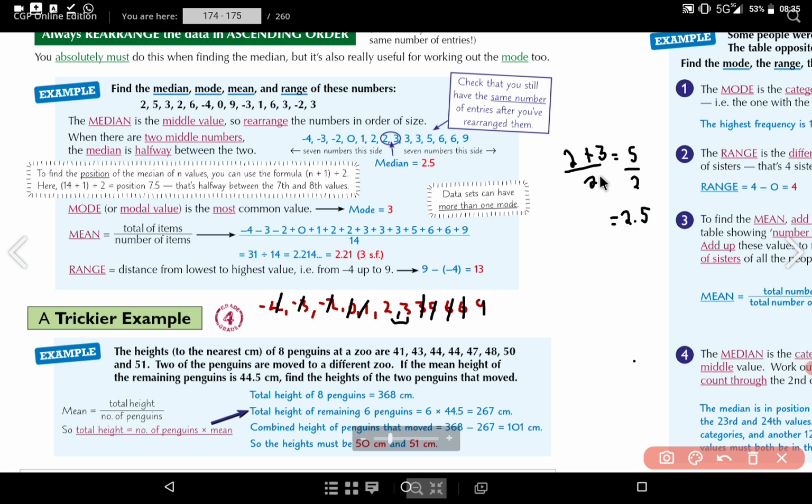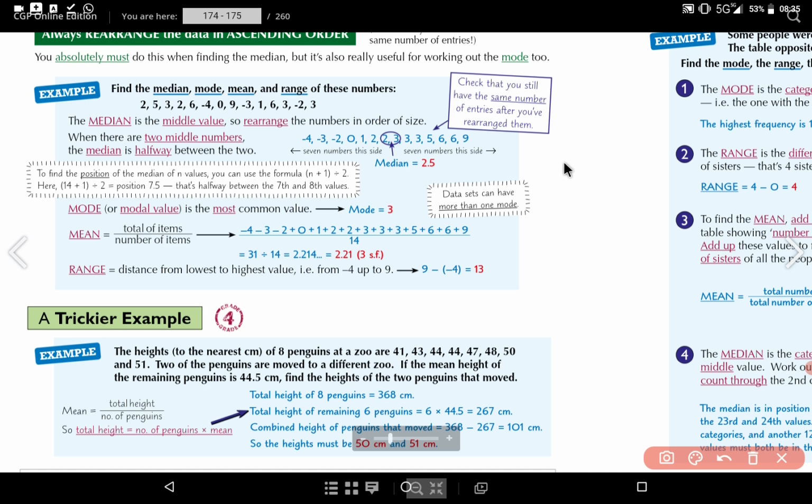So this is the median. Then the mode, you just look at the most common value. The mode is also known as the modal value. Okay, so finding the median, we used this thing, and it gave us the median.